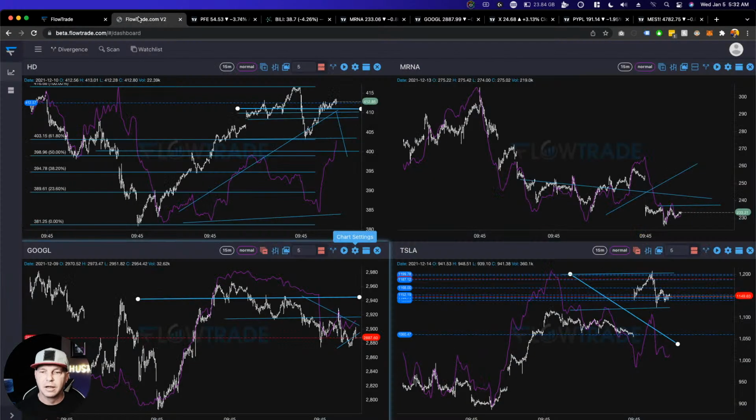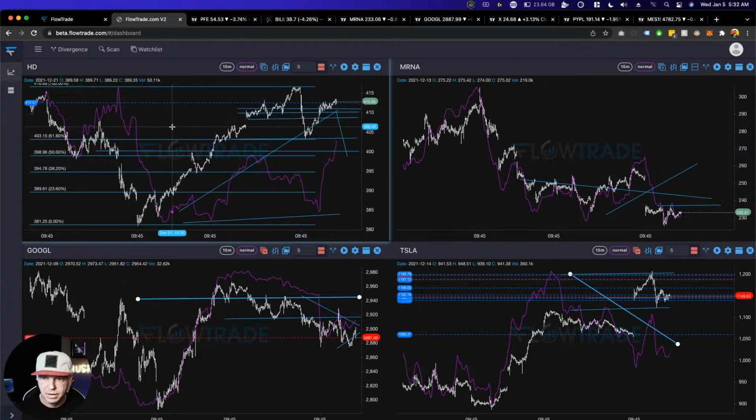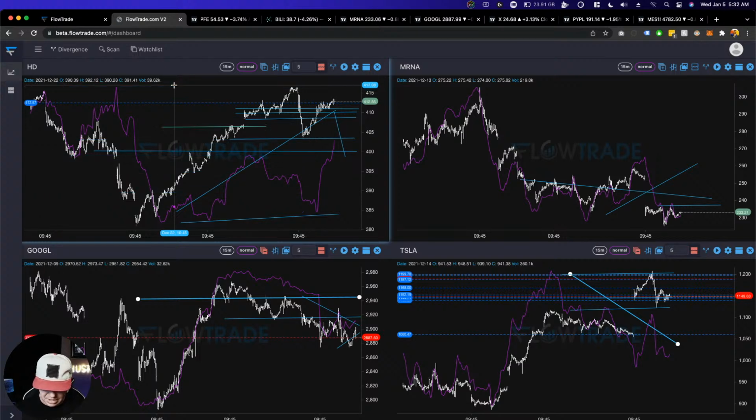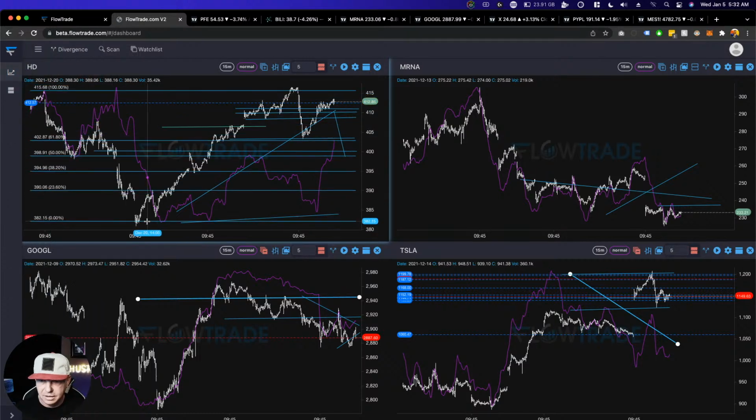Also, check it, yo. Beta version FlowTrade got some things taken care of. Watch this. Ready? Boom. We have a green line, right? And we've got another green line.